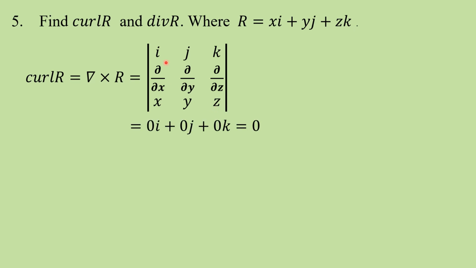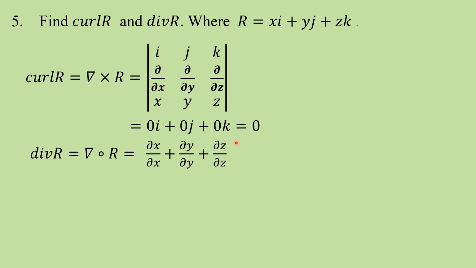So I get i times ∂/∂y of z, partially differentiating z with respect to y means it is constant, so obviously 0, minus ∂/∂z of y, again 0, so the component of i is 0. Minus j times ∂/∂x of z, partially differentiating z with respect to x means 0, minus ∂/∂z of x, which is also 0, so the component of j is 0. Plus k times ∂/∂x of y, 0, minus ∂/∂y of x, again 0. So I have 0i plus 0j plus 0k, that means curl of r is 0.